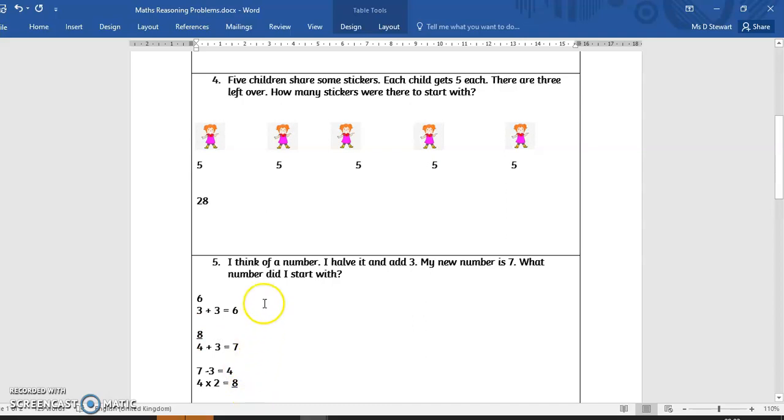And it's always a good idea just to check. So let's put 8 back in just in case. I think of a number 8. I halve it, 4. I add 3. It's definitely 7.